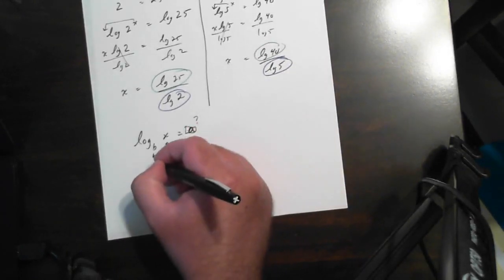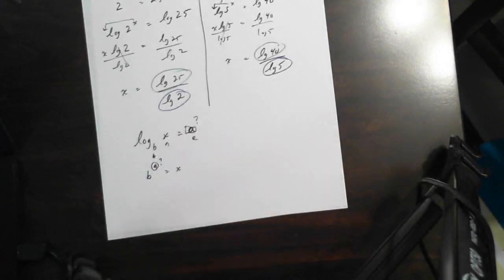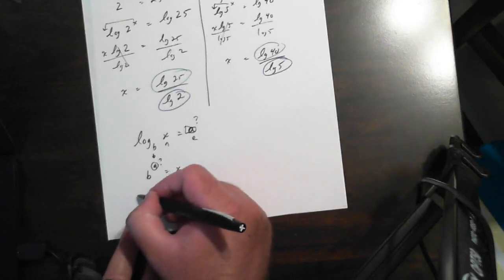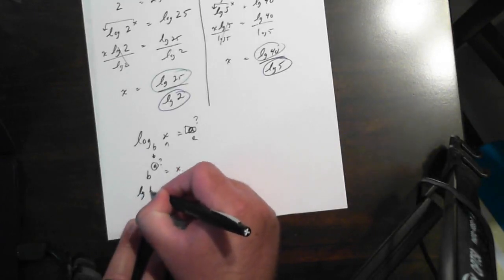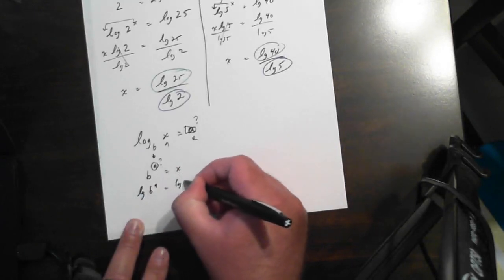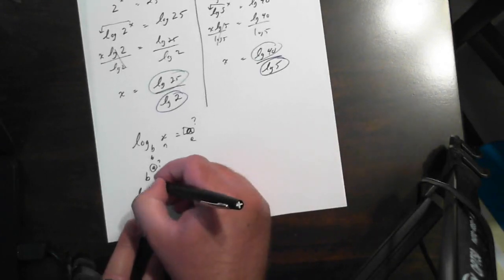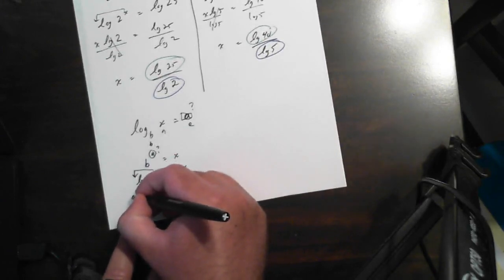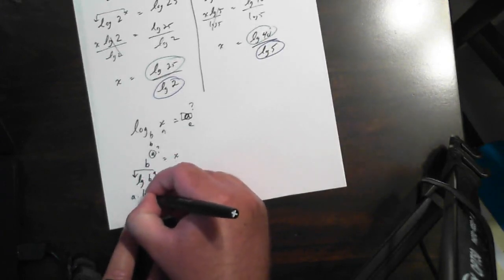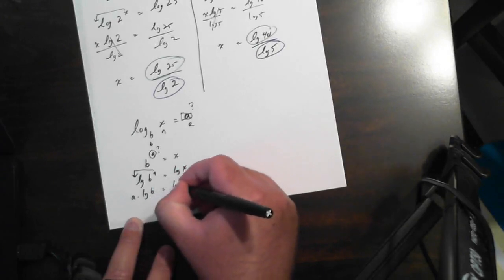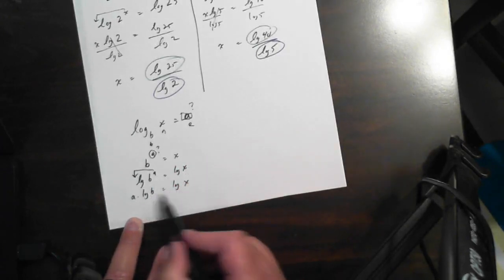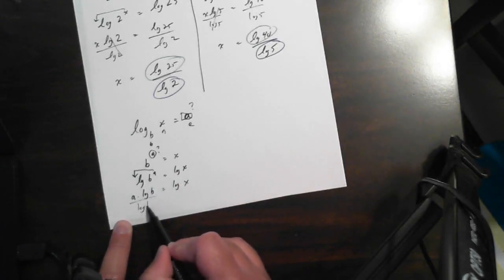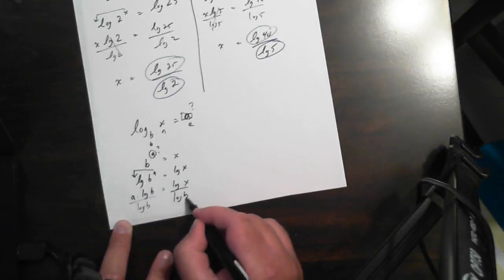Remember, I'm trying to find out what a is. I know what b and x are. So I'll take the logarithm of both sides. So I'll have the logarithm of b to the a equals the log of x. I can take the exponent and bring it down in front. Okay, so this gives me a times log base 10 of b equals log base 10 of x. Now if I want to solve for a, I need to get rid of log b, so I divide by log b, divide by log b.